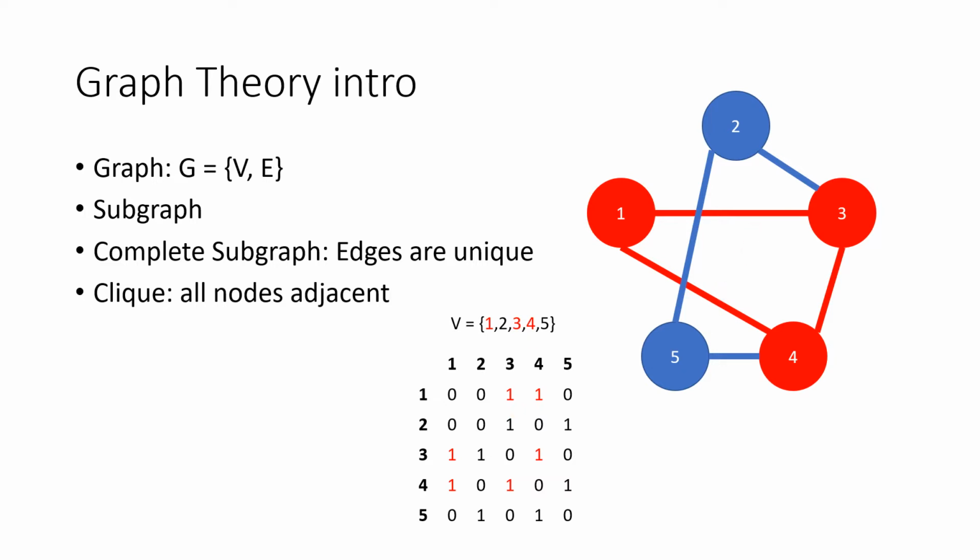Complete subgraph and subgraph. So a subgraph is a subset of nodes from your original graph and the edges that are associated with it. For it to be complete is just an extra stipulation around the uniqueness of those edges. And finally, a clique would be a complete subgraph where every node is adjacent to one another. And in this case, you can see that pictured in red.